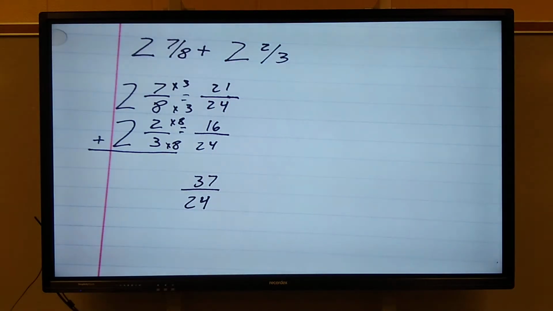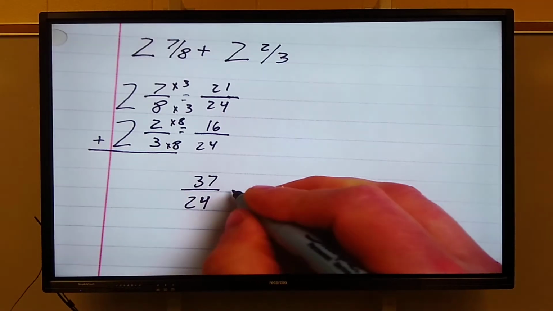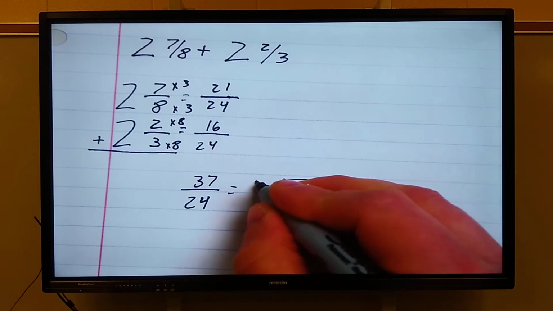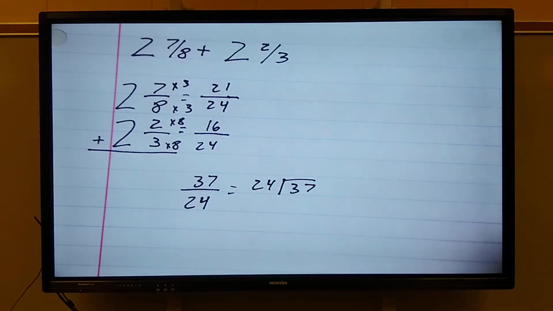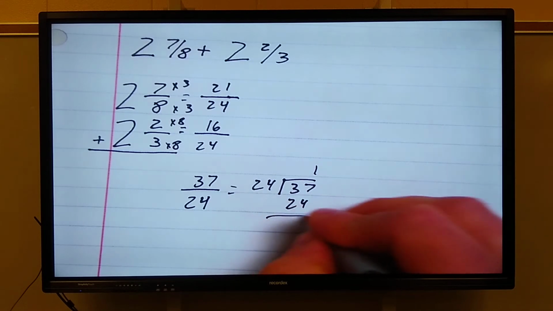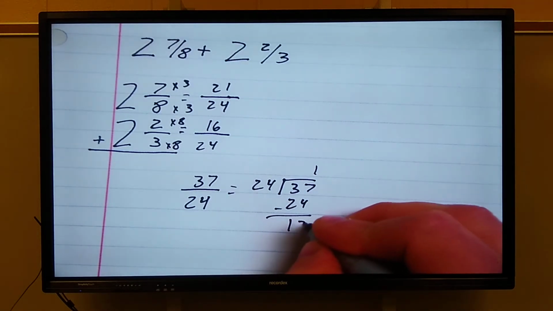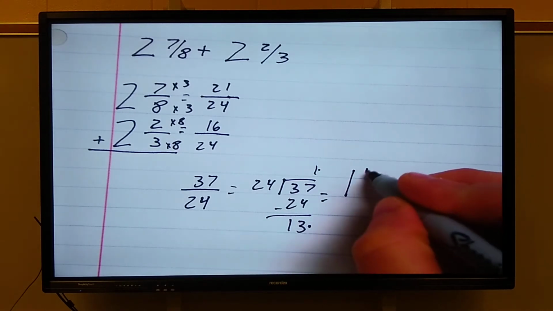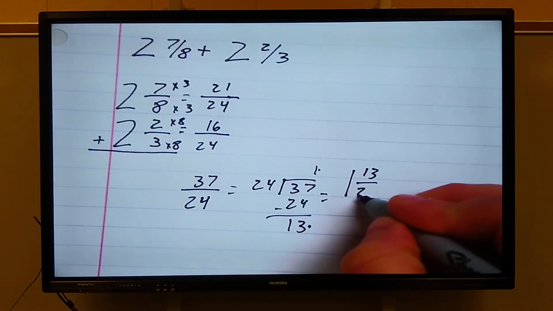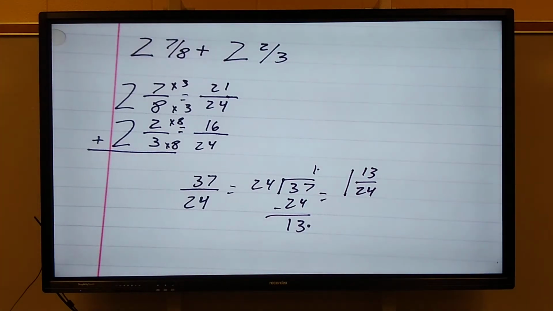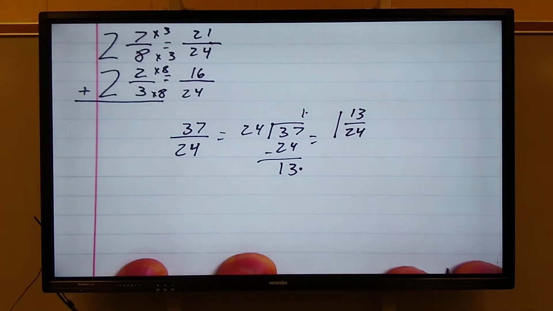Now I have to ask myself, is this an improper fraction? Yes, it is. So, 37 divided by 24. 24 going into 37 one time. 37 minus 24 is 13. My whole number, 1. My numerator, 13. Denominator, 24. Now I got to ask myself, is this in simplest form?